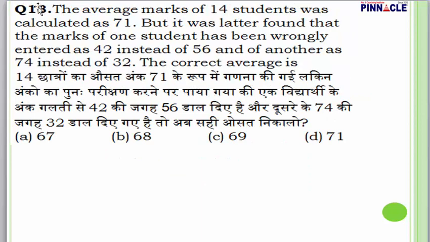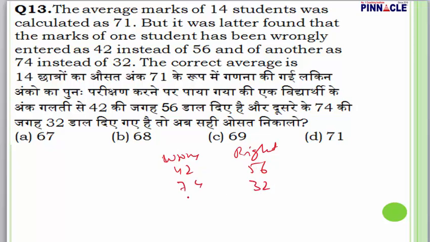Question number 13. The average marks of 14 students was calculated as 71. But it was later found that the marks of one student had been wrongly entered as 42 instead of 56. So wrong entered 42, correct was 56. And another as 74 instead of 32.